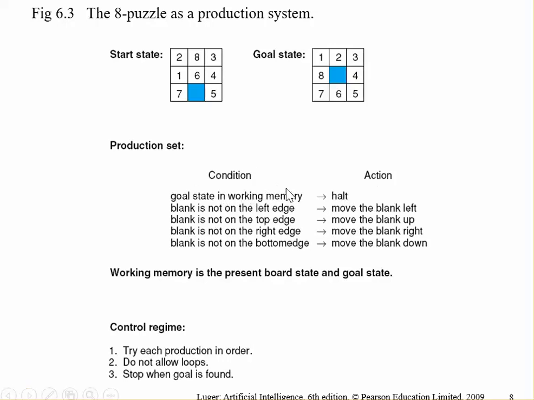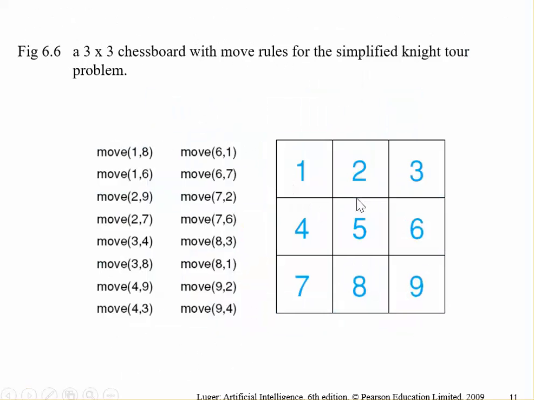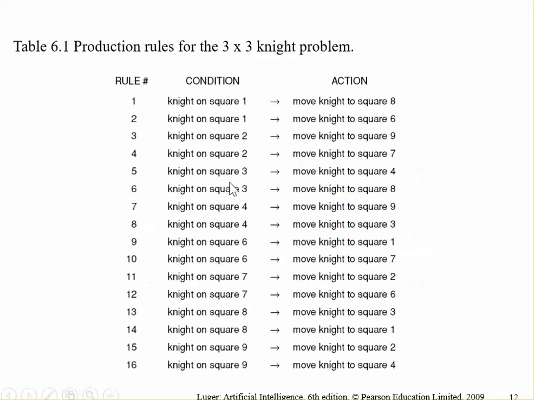So in this case, for example, there are two components. I could make the interpretation that the first element of this function move is the condition, and the second one is my action. So if I'm on 1, then I go to 8. If I'm on 1, again I will go to 6. So this is one possibility, right? This would then be my description of my production system.